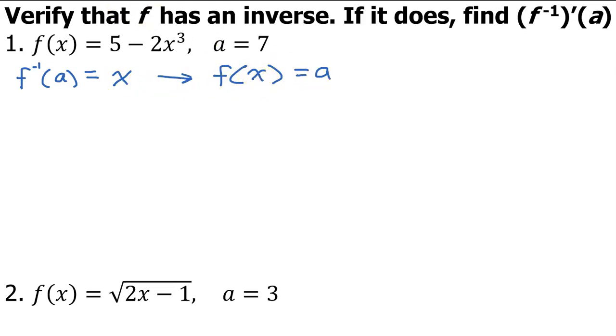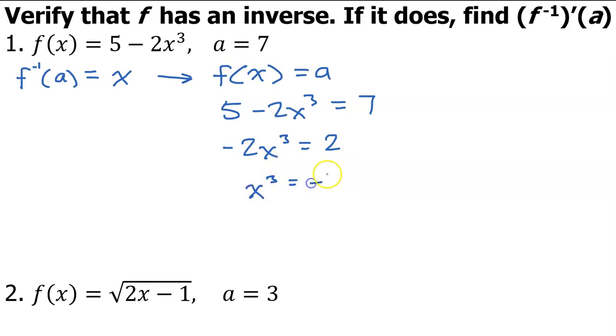So f of x is equal to a means that I have 5 minus 2x to the third power is equal to 7. We should be able to solve this. Let's subtract 5 from both sides. We get negative 2x to the third power is equal to 2. Dividing both sides by negative 2, we get x to the third power is equal to negative 1. Taking the cube root of both sides, we have x is equal to negative 1.